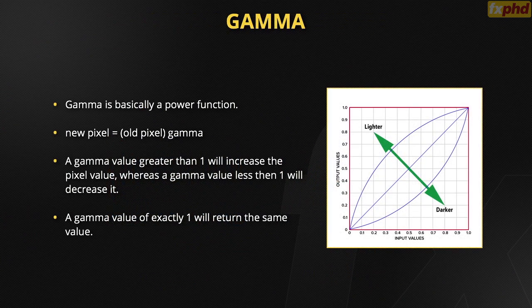Okay, here's just a quick diagram showing what's actually going on with the gamma. So gamma is a power function. Basically you can see if a gamma value is 1, it returns the same value. If you increase the gamma value beyond 1, the pixels get brighter, and if you drop the gamma down below 1, it gets darker. So that's just what's happening with our gamma curve.